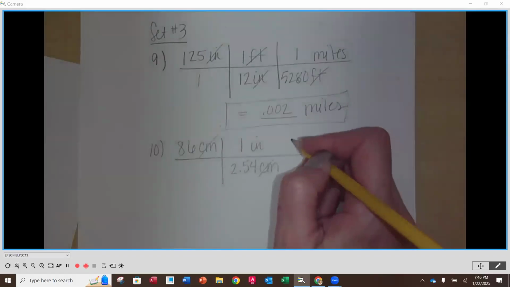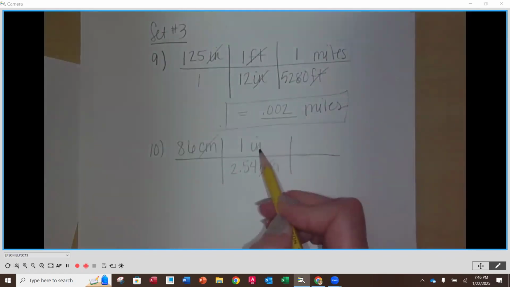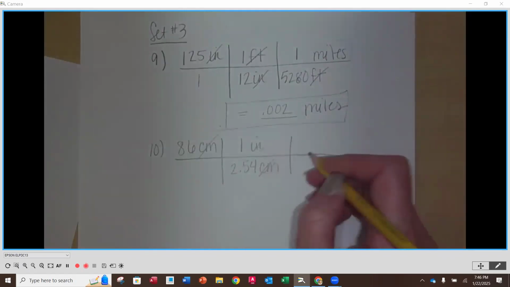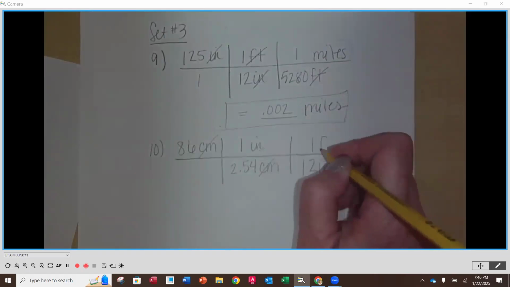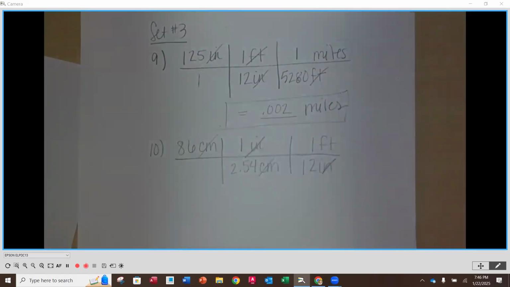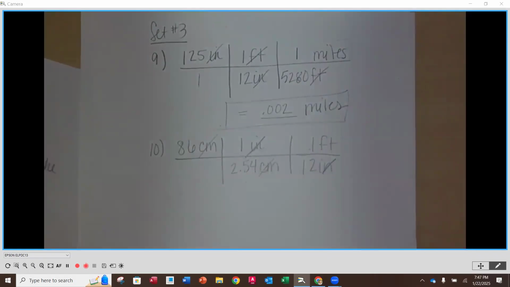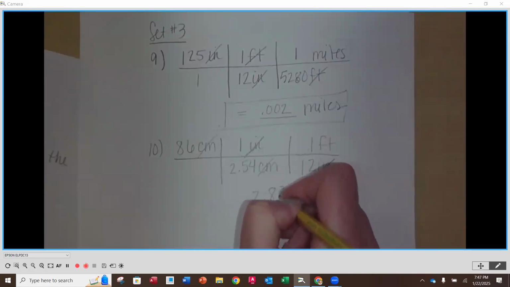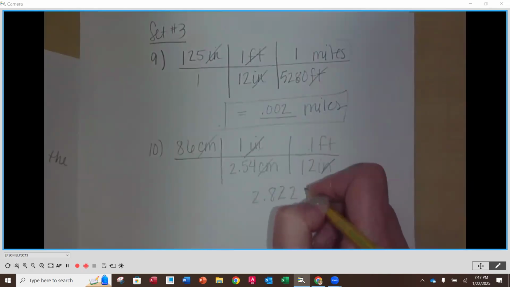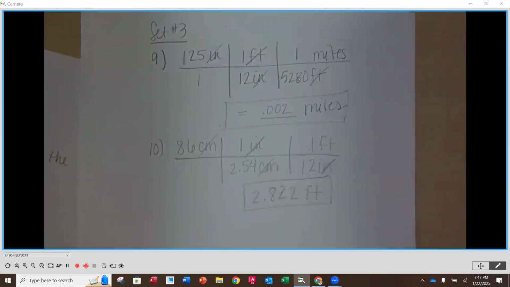And now we know how many inches are in a foot, right? So again, inches is on the top here. I'm going to put inches on the bottom. There are 12 inches, and then 1 foot is going to go on top so that my inches cancel out. So here again, we're going to multiply across the top, 86 times 1 divided by 2.54 divided by 12. And we are going to get 2.822 feet, right? And we know it's feet because that's the unit that did not cancel out.